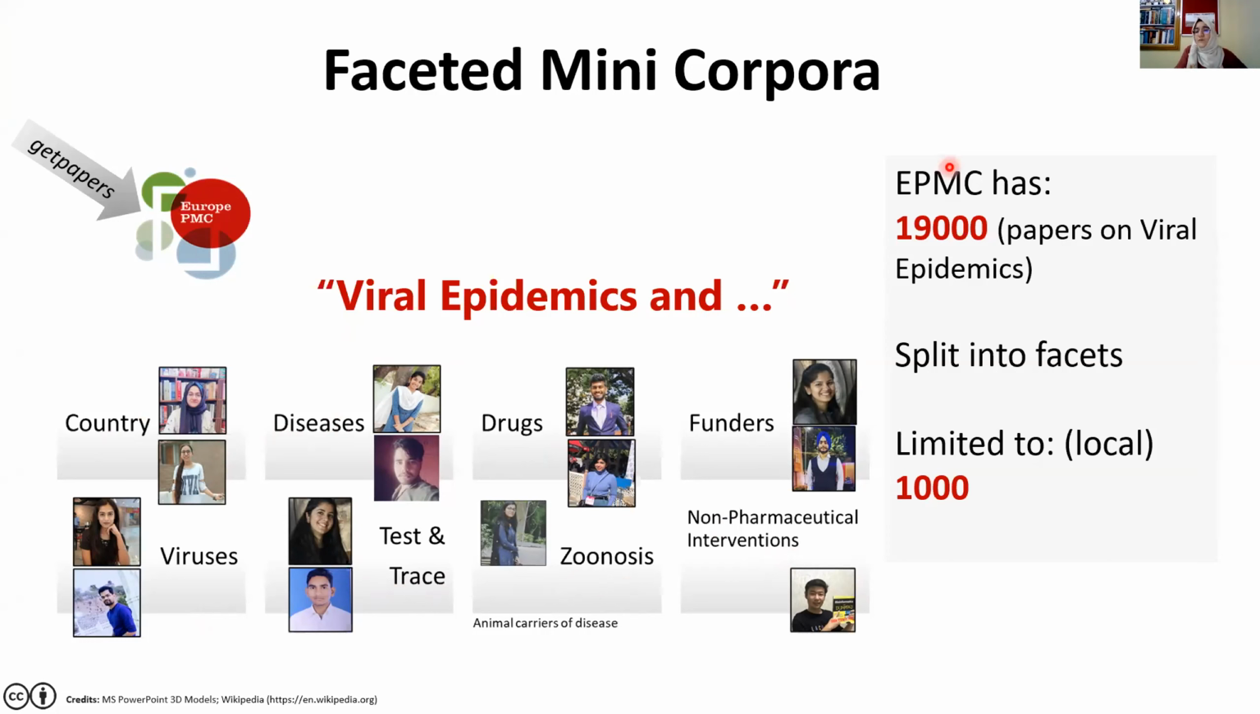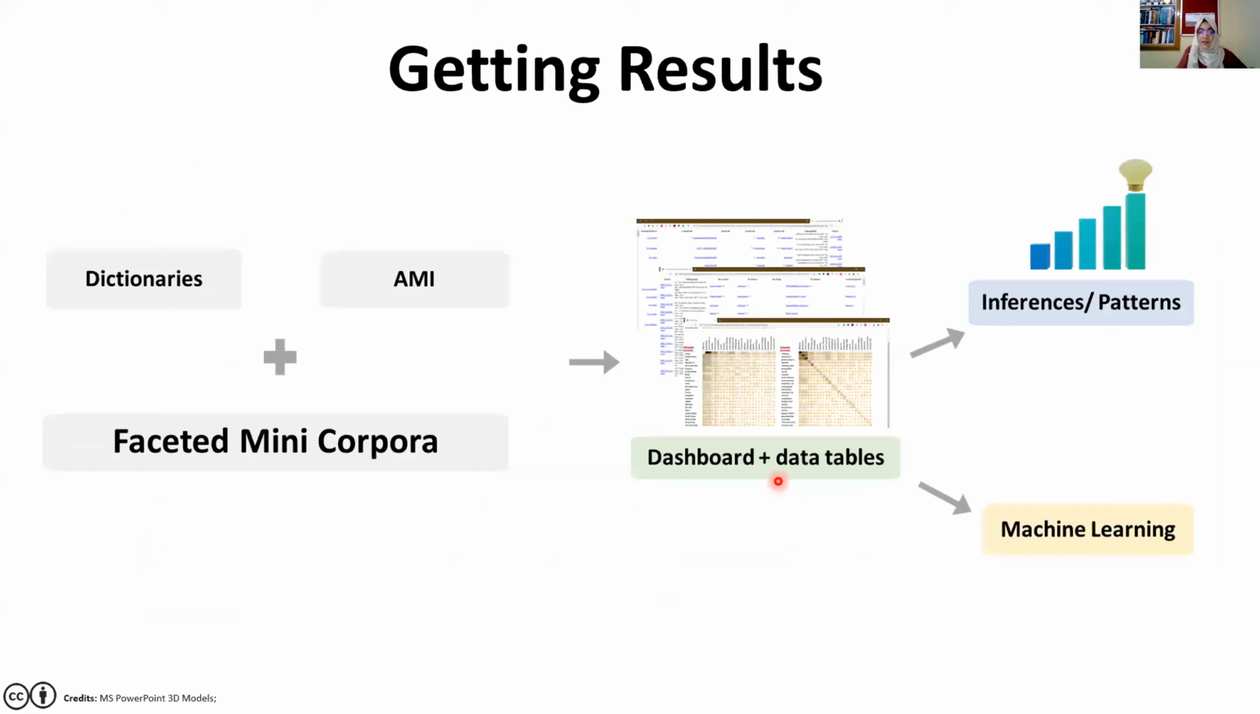A typical Europe PMC search will give you about 19,000 papers on viral epidemics. We split these into facets, but we limited our search to 1,000 papers so that it could become easily usable on our local machines. After all this is done, what AMI is capable of giving you is dashboards and data tables. These are coherent, simple to understand, and useful patterns and inferences can be drawn from these.